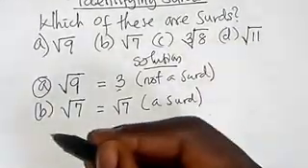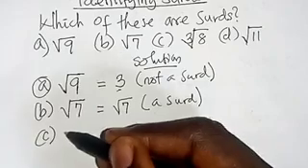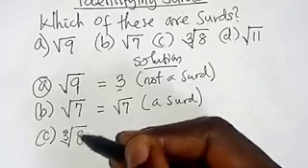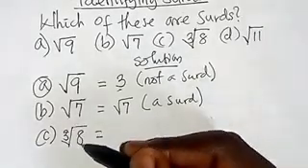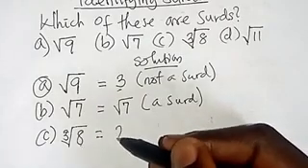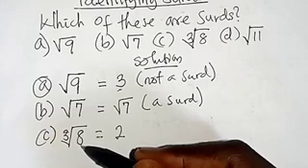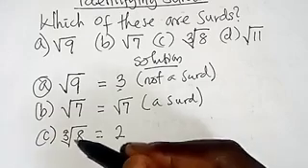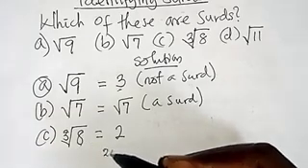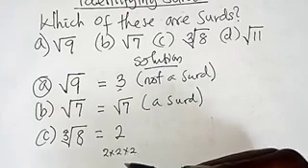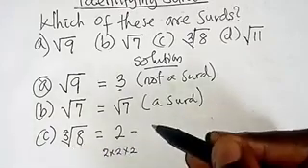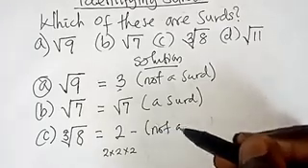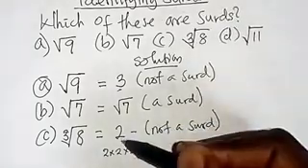Then we have C, cube root of 8. If you take the cube root of 8, it will definitely give you 2. Cube root means what number you can multiply together in 3 places to give you 8, which is 2 times 2 times 2. So it gives us a whole number. So this is not a surd.